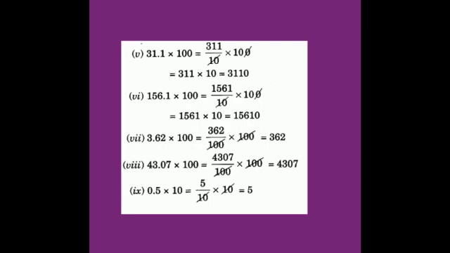Next, ninth subdivision, 0.5 into 10. 0.5 can be written as 5 by 10. That should be multiplied with 10. Since 10 and 10 get cancelled, our answer is 5. Otherwise, if you are multiplying 0.5 into 10, we have to shift the decimal point 1 place to the right, so that our answer is 5. In this question, 10th, 11th and 12th subdivisions are homework.